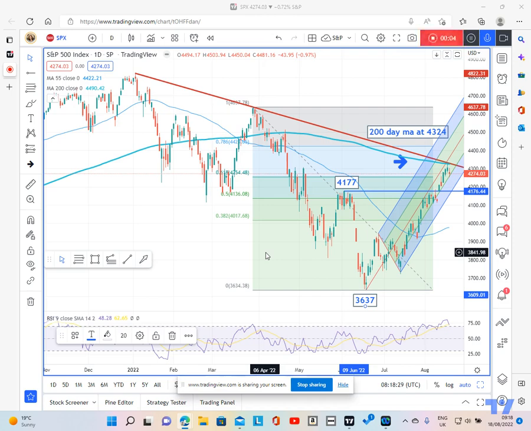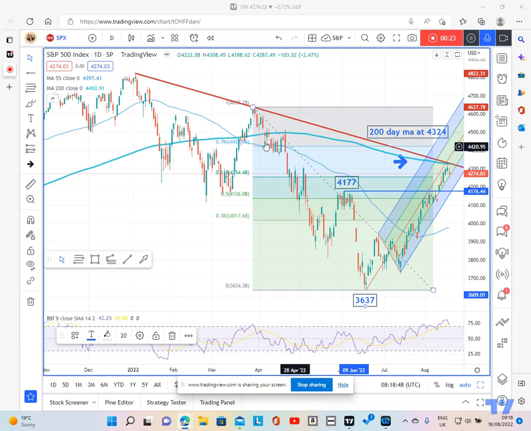I'm the content editor for the Society of Technical Analysts, and today we're doing a follow-up report on the S&P 500 index, which has recently rallied up and failed at its 200-day moving average. This is the daily chart. We can see the 200-day moving average here.